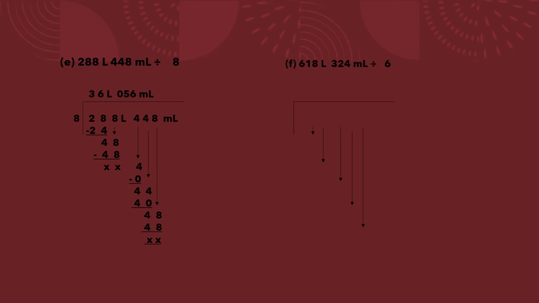See children, F part, 618 liters 324 milliliters divided by 6. Now first number is 6, children. It can be easily divisible. Now 6 ones are 6. Then bring down the next number 1. So 1 is smaller than the divisor 6. So write down 0 above. Then bring down the next number down. So it will become 18. Now 18 comes in the table of 6 3 times. Write down 3 on the quotient. Then subtract. 18 minus 18 is 0.